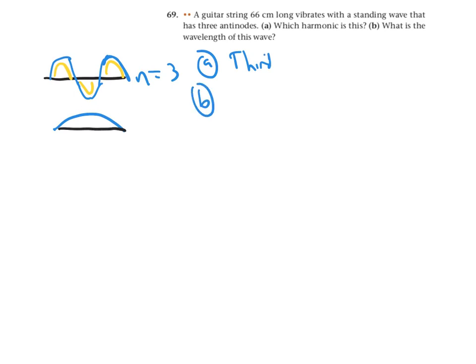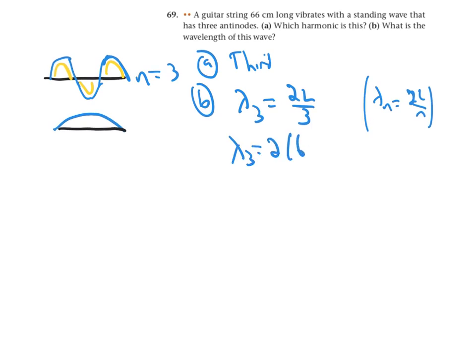And part B is actually relatively easy too, because lambda 3 is 2L over 3, because lambda n is 2L over n. So we have lambda 3 is 2 times the 66 centimeters over 3, which is 44 centimeters.